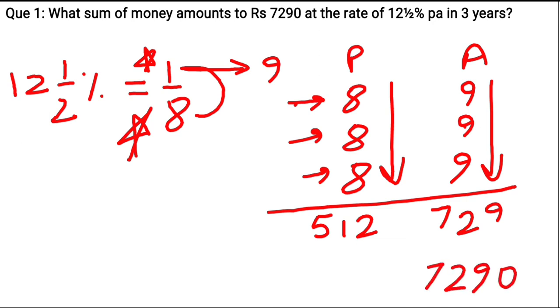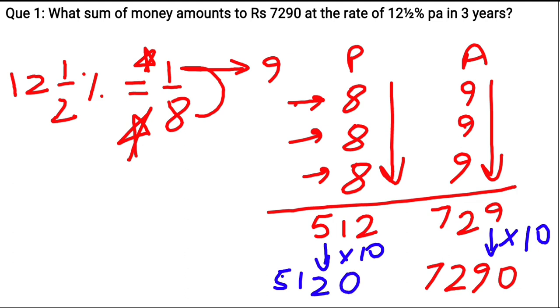How much money do you receive? 7290. So how much more is it? How many times? It is 10 times. So similarly, you have to multiply 512 by 10, and the answer is 5120. This is our answer. Understand? This is the very important step, and we will follow almost the same step in every question. So I will repeat this step.